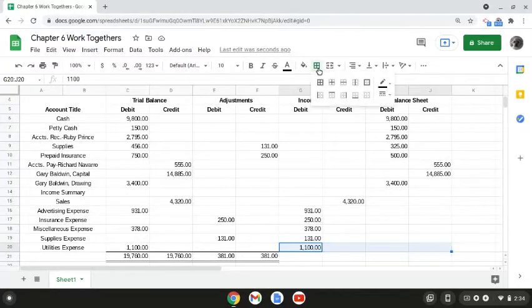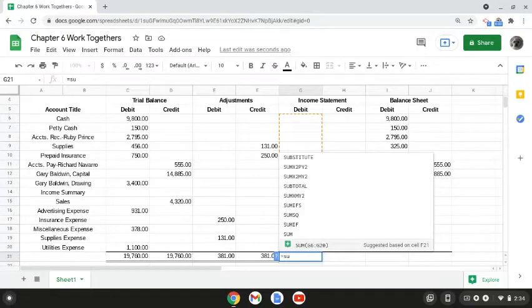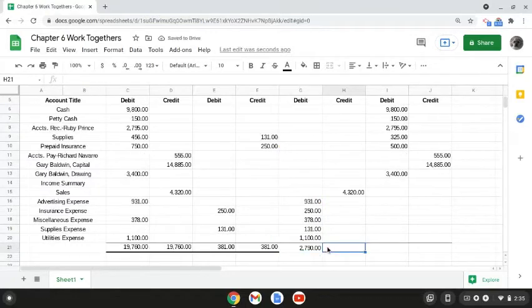So we are going to draw a single line rule here. And then using the sum formula, we are going to total all of these columns. So we're going to type in equals sum, select cells G6 to G20, and then press enter. Okay, so next for our income statement credit column, we can just bring the revenue account, which is sales, down because there was only one account that was listed in the income statement credit column.